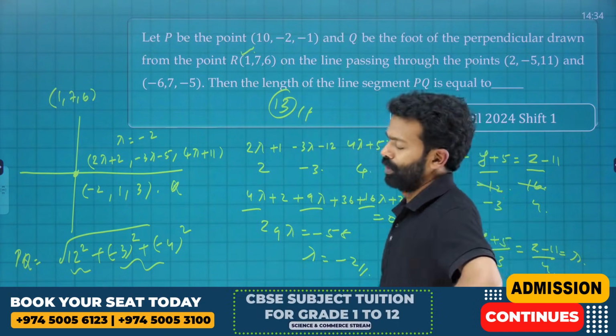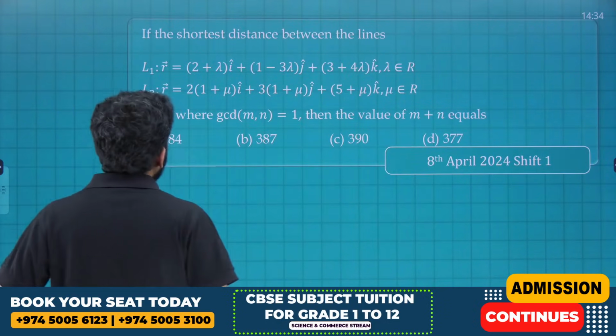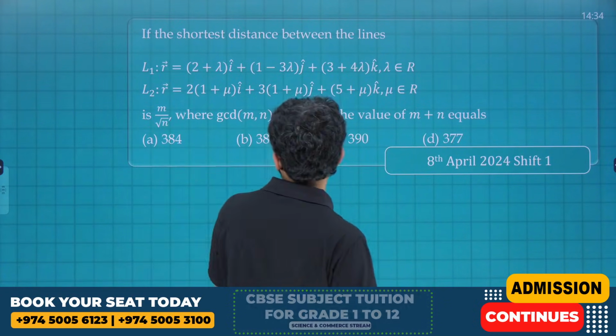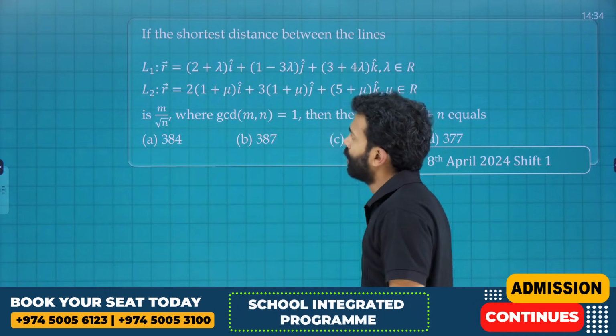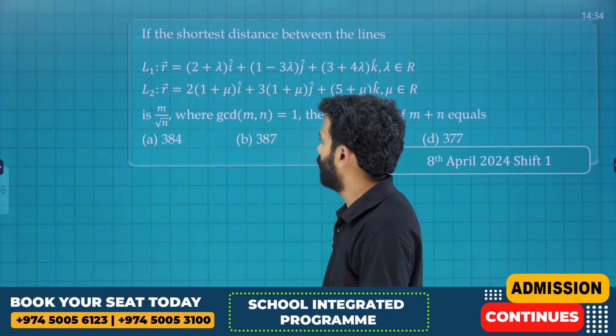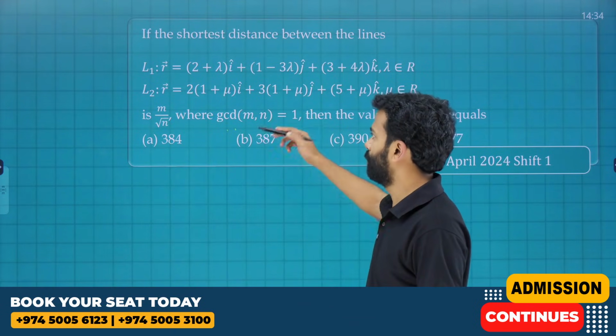Okay, next one, next question. The shortest distance between the lines. Okay, two lines are given. It is given by m by root n, where the greatest common divisor of m and n is 1.